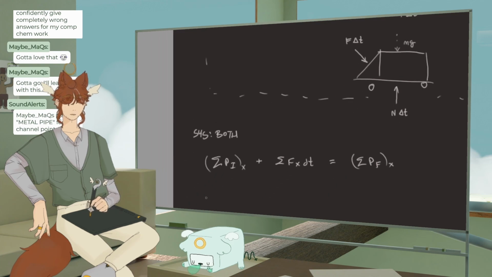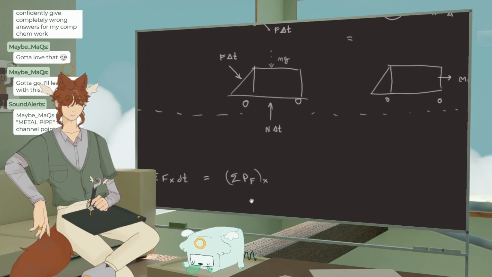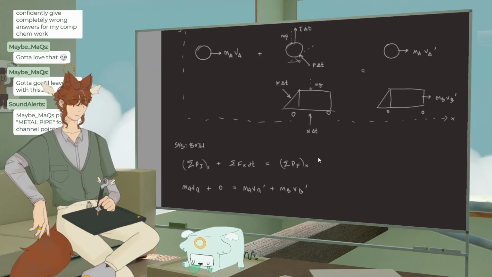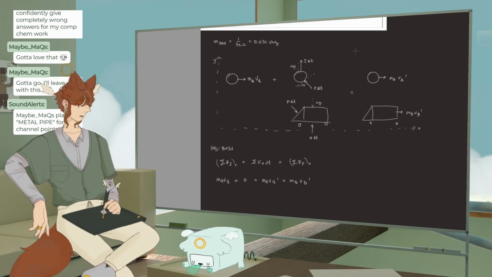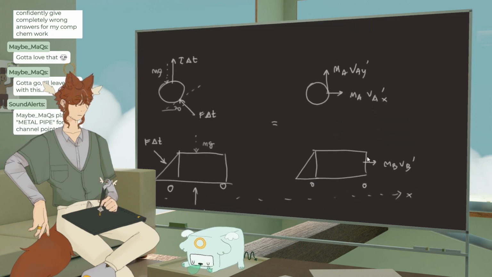Alright, so now we have to actually do that. So MAVA plus, this is gonna be 0, because when we choose this, we're choosing it to be 0. And then that's gonna equal MAVA prime plus MBVB prime. Actually, we don't necessarily know that... Okay, well, so for B... okay, never mind. I lied a little bit. We have to do a little different. This is going to be X and there's going to be a Y component on both of them.